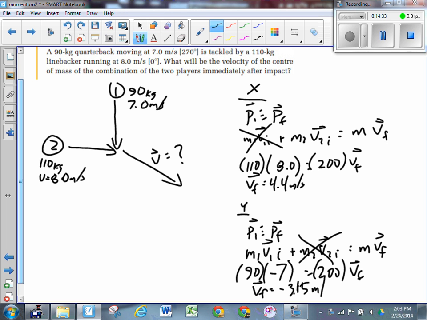What are you going to do with these? Let's redraw it, right? 4.4 this way, 3.15 this way, and then we'll do the Pythagorean theorem and the tan function to find the angle. Okay? vf: a squared plus b squared equals c squared to get this. The inverse tan of opposite over adjacent to get this. We'll leave it there today, guys, and we'll pick up there tomorrow, okay?